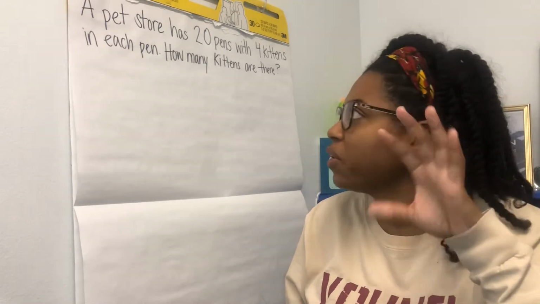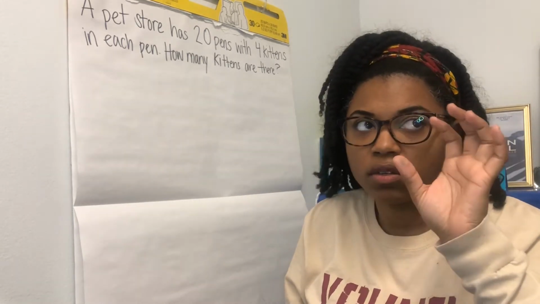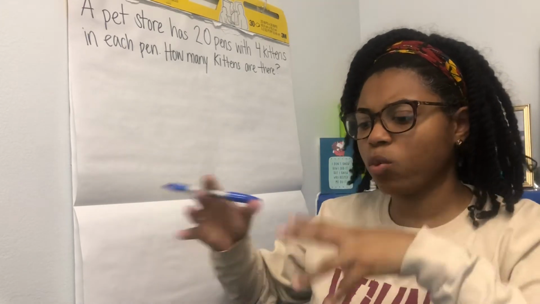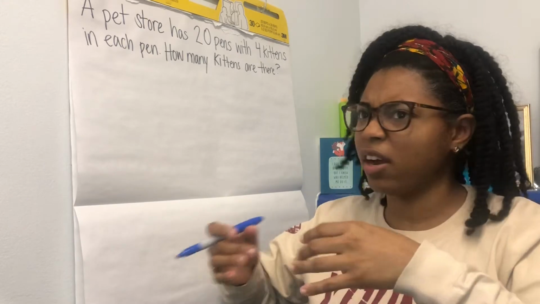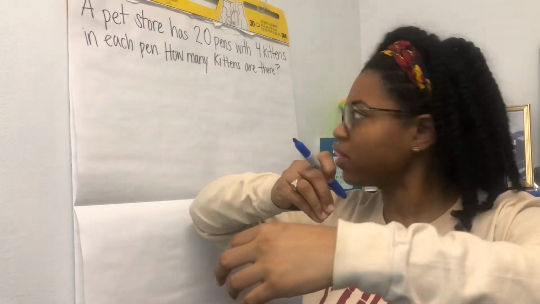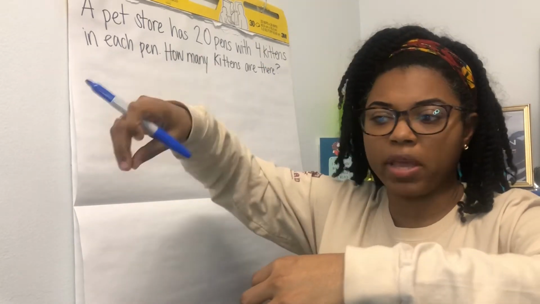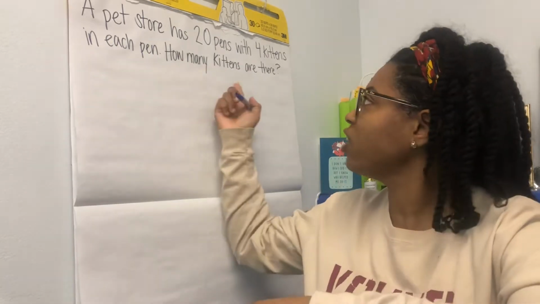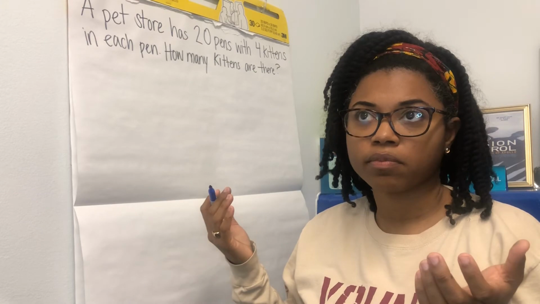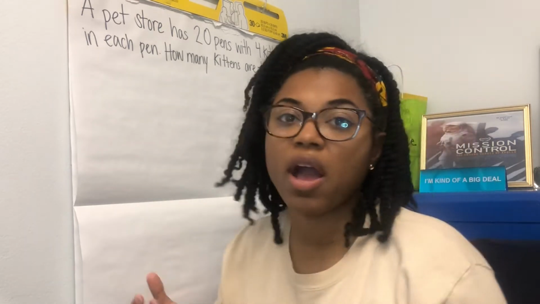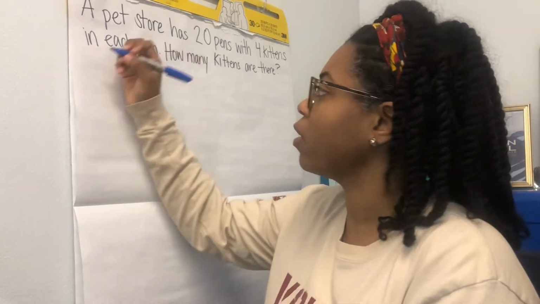In my own words, we're in a pet store, and they have like 20, I don't know if they're cages, whatever these pens are, and in each of them they have the same amount, and there's 4 little baby cats. And the question is asking us, how many kittens are there? Great. So now let me make an information box and jot down what each number represents.